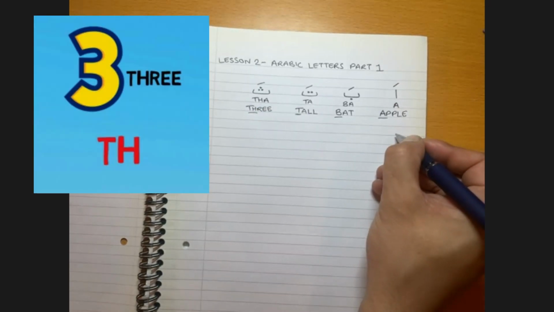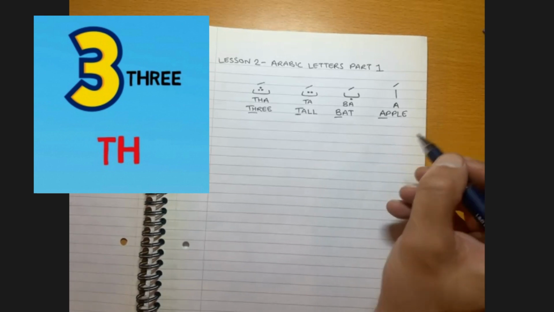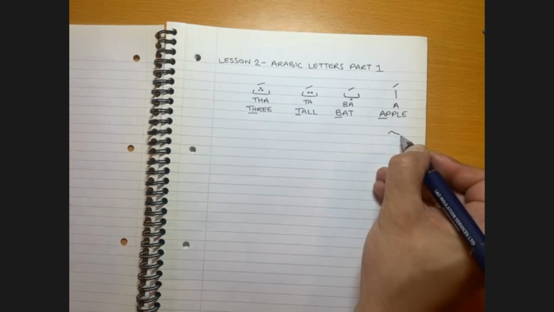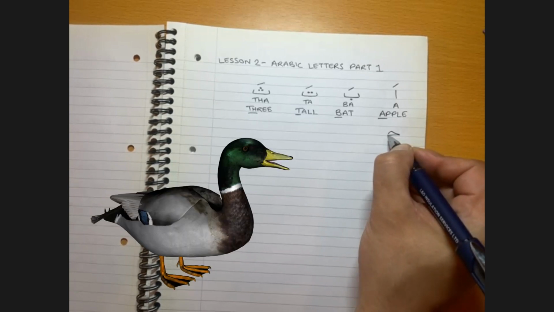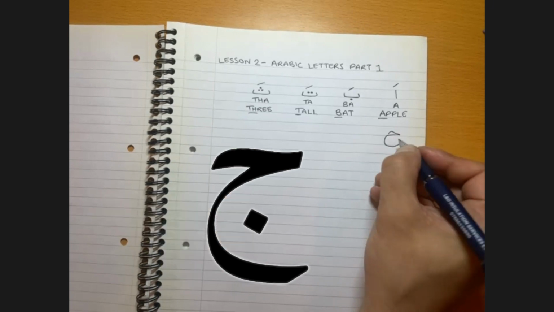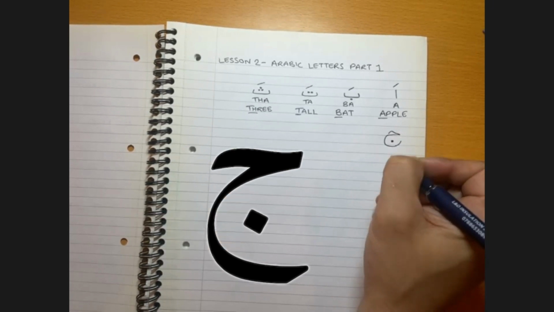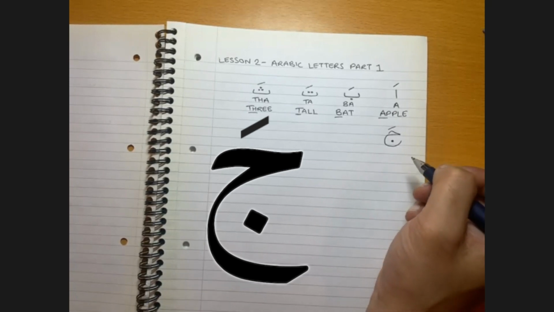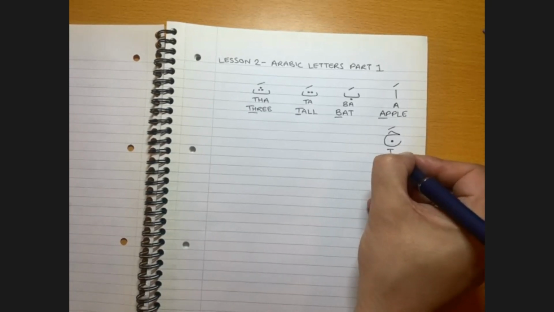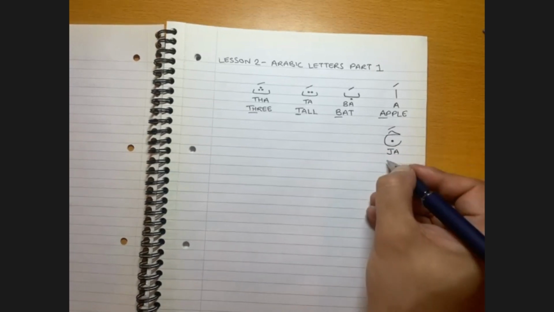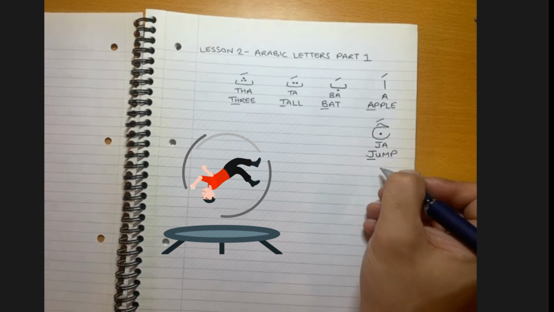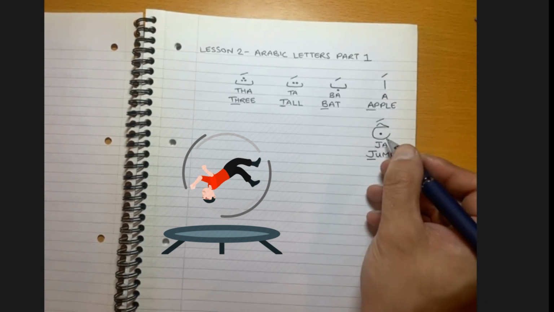Some more letters. Now the shape's going to be changing a bit here now, so pay attention. I don't know why, but this letter always reminds me of a duck's beak to start with, and then we're going to give it a belly underneath. Put one dot in the middle. It's going to be a ja. Okay, ja. Just like in the English word jump, ja.